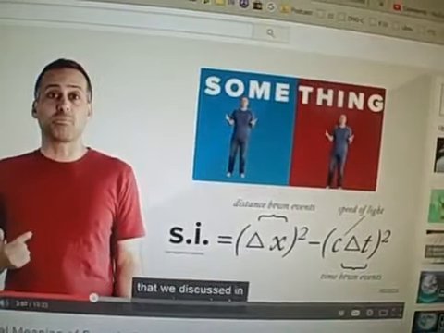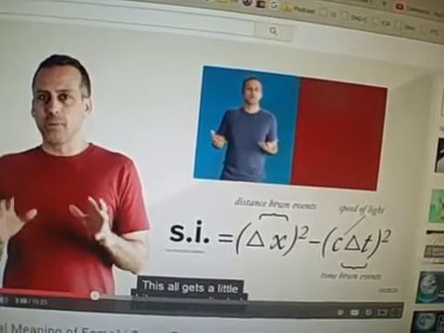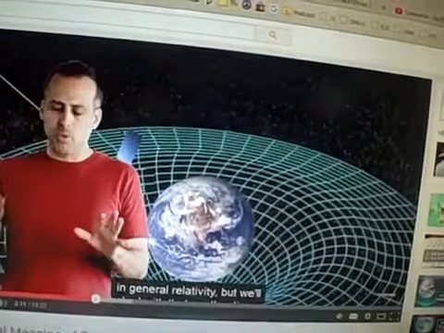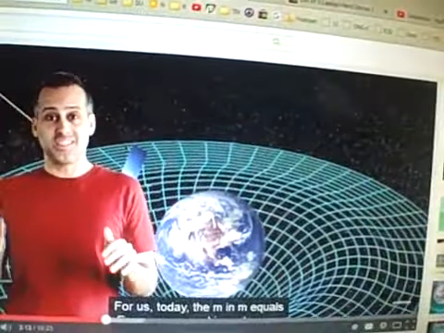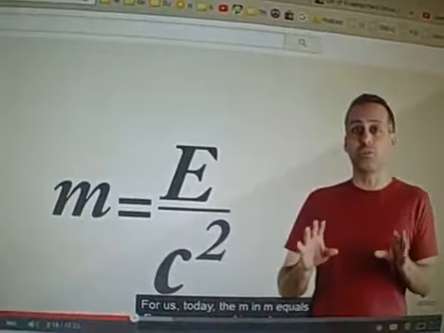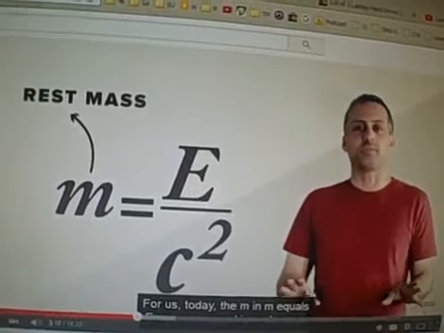Among them, that rest mass is a property all observers agree about, much like the space-time interval that we discussed in a previous episode. This all gets a little bit more complicated in general relativity, but we'll deal with that another time. For us, today, the m in m equals e over c squared is rest mass.